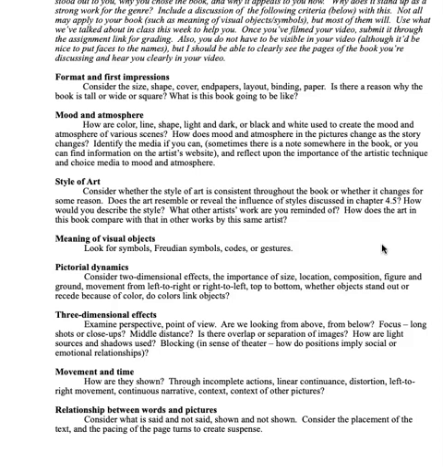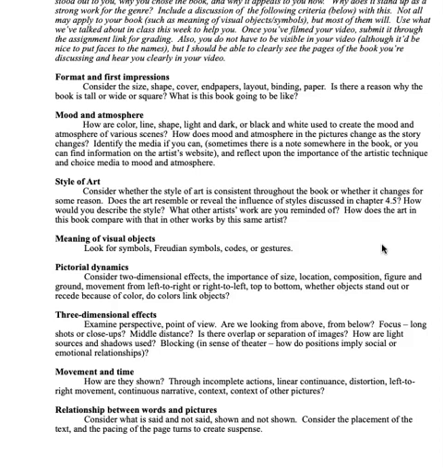I think this will help you to understand what your position is as a reader. How involved are you? How close are you to the characters? Movement and time is the next category. So how are they shown? Through incomplete actions, linear continuance, distortion, left to right movement, continuous narrative, context of other pictures. How is movement and time created in this particular story?